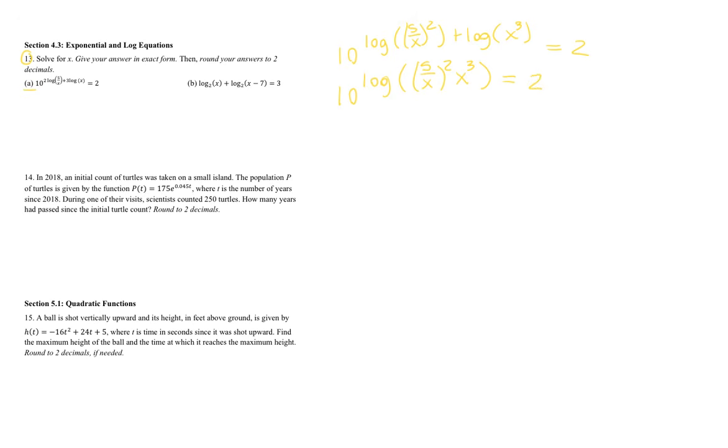So we're just left with what's inside the argument. And we have 5 over x squared times x cubed equals 2. So this is the same as 25 over x squared times x cubed equals 2. So 25x equals 2, and x equals 2 over 25, or 0.08 if you wish. Okay, great. I think next we'll look at 13b.